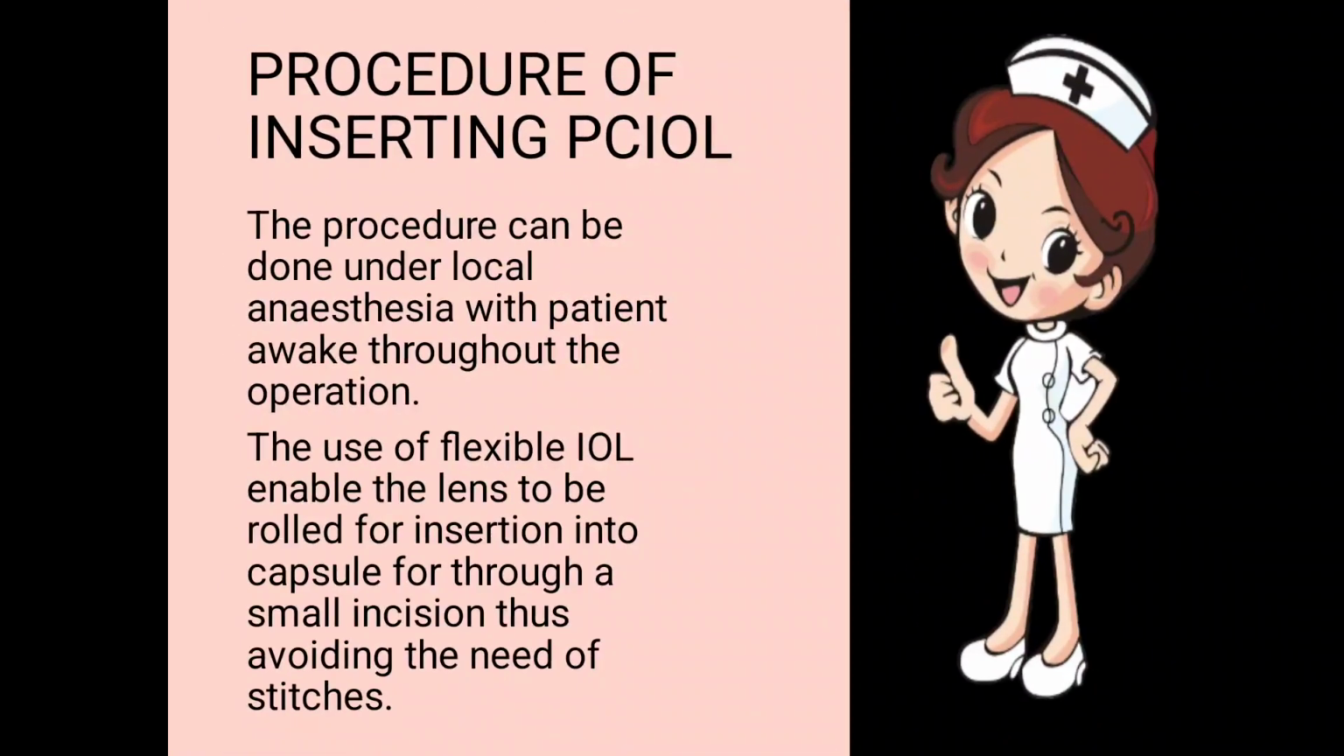Now, first preference we will always give to the PCIOL. If any complications are there while doing the cataract surgery, then we will give the second preference to the anterior chamber intraocular lens. Mostly PCIOL is done. Very rarely you will find the ACIOL. Most of the times we only insert the posterior chamber intraocular lens inside the eye. Next, the procedure can be done under local anesthesia.